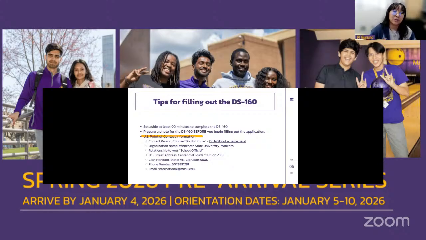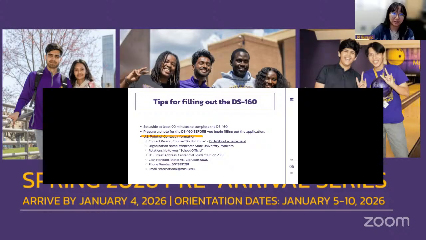So when you're filling out the DS-160, there's a section here. This is a question that we get a lot from our students because they don't know what to put. If you encounter this question where it says US point of contact information, this is exactly what you're going to put on it.